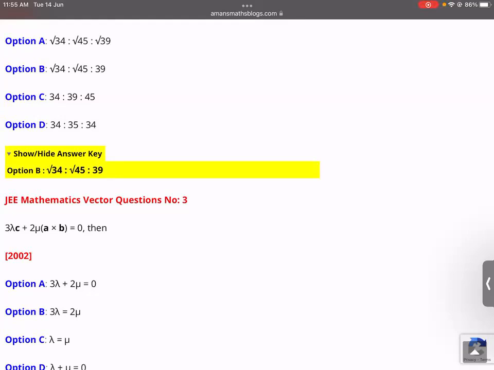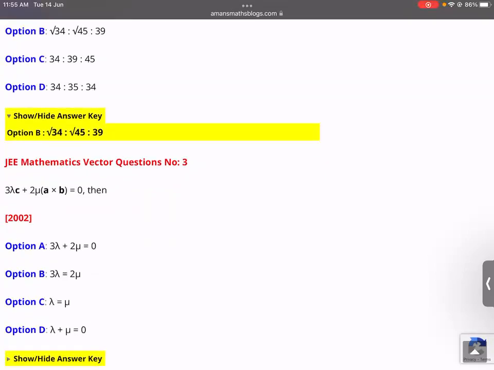Now you have 3 lambda C vector. So write down this question. If 3 lambda C vector plus 2 mu A vector plus B vector is 0, then, the options are given. What is the relation between lambda and mu?